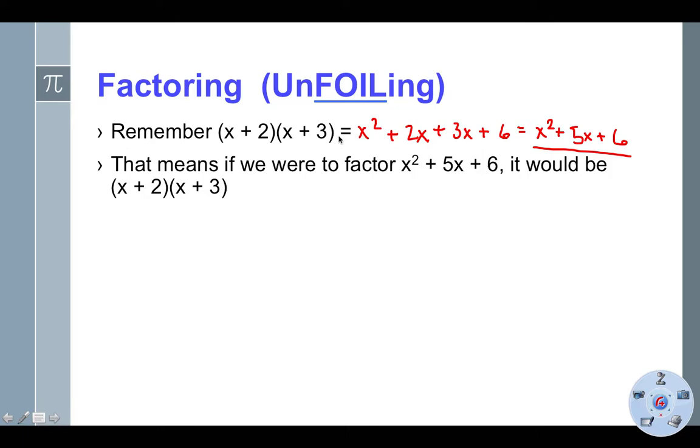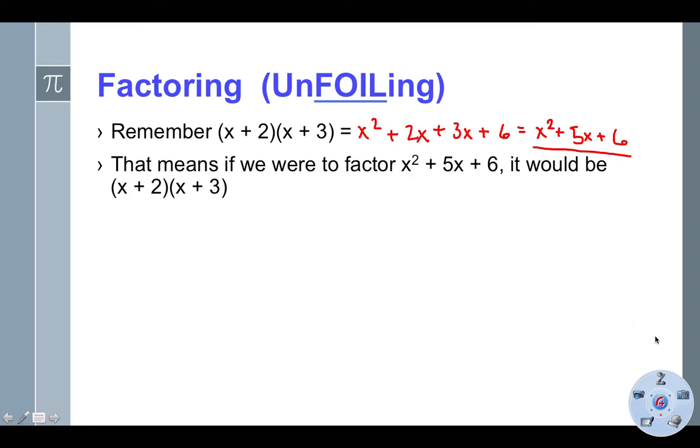Remember, equality is a two-way street. If I write a product and I finish it and make the quadratic, I can go in the other direction. So things we could notice: 2 times 3 is that 6 at the end, and 2 plus 3 is that 5. And that's really the most important thing to look at when we start factoring quadratics of this type.